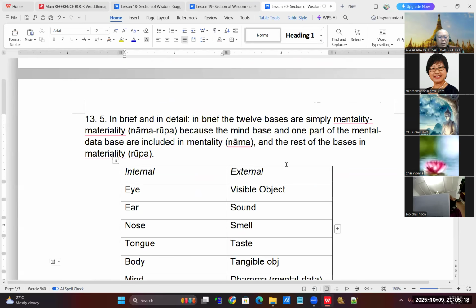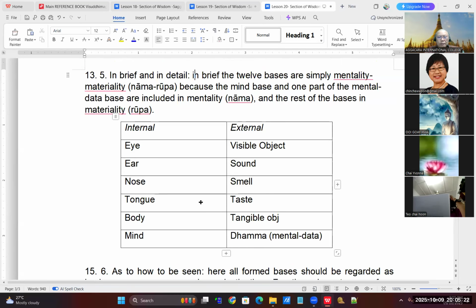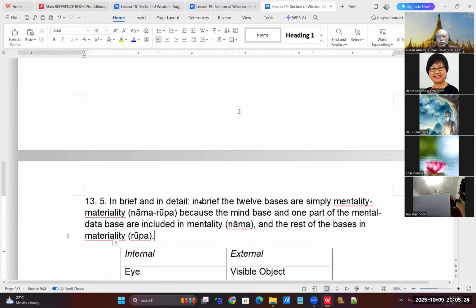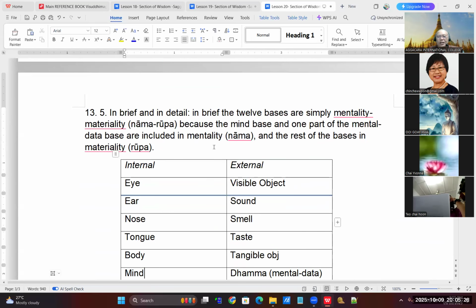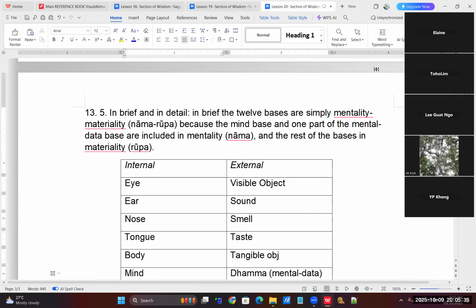Okay, now this one is the same here. Now this part is trying to see which is nama and which is rupa. It's a little bit Abhidhamma here, but it should be easy to follow. Okay, next person. Brother Lim.